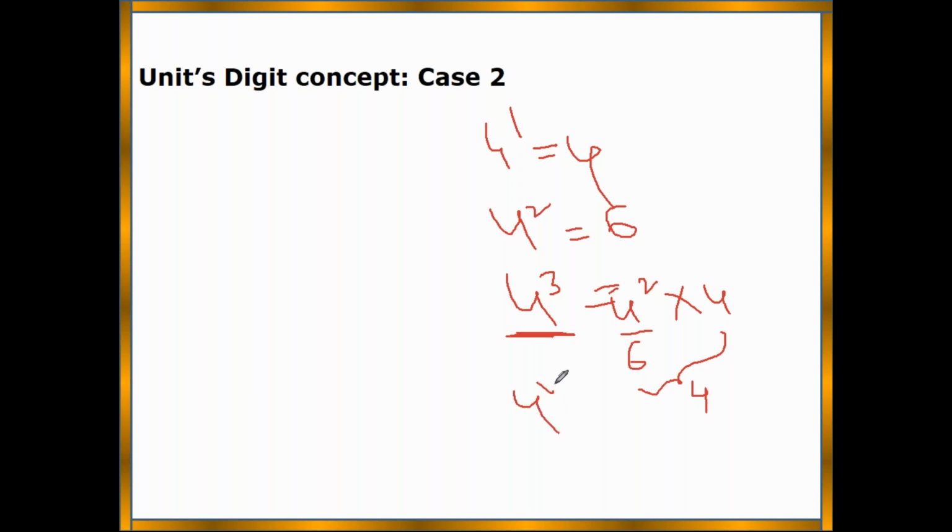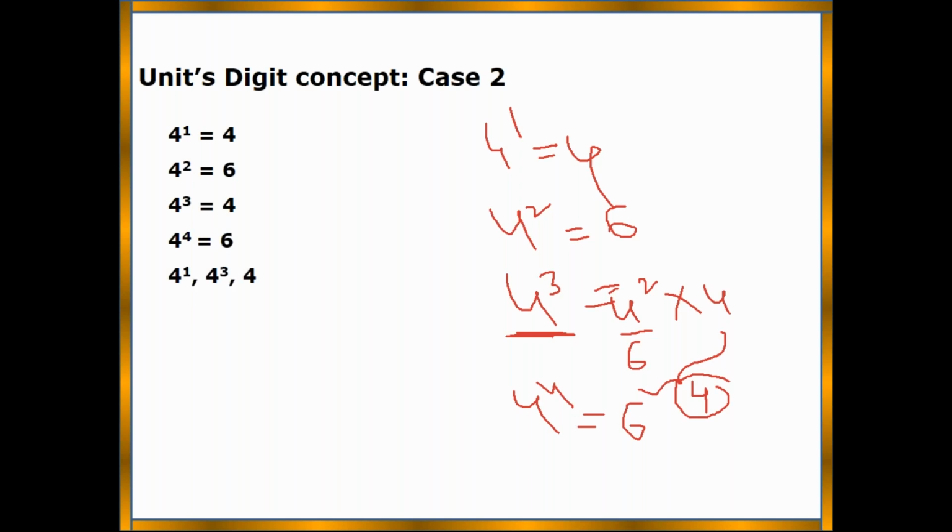4 power 4 is ending with 4 power 3 into 4. 4 power 3 is 4, 4 into 4, 6. 16 is not the value of 4 power 4, but 4 power 4 is also ending with 6. So what do you observe? 4 power 1 is 4, 4 power 2 is 6, 4 power 3 is 4, 4 power 4 is 6, 4 power 5 is 4, 4 power 6 is also 6.